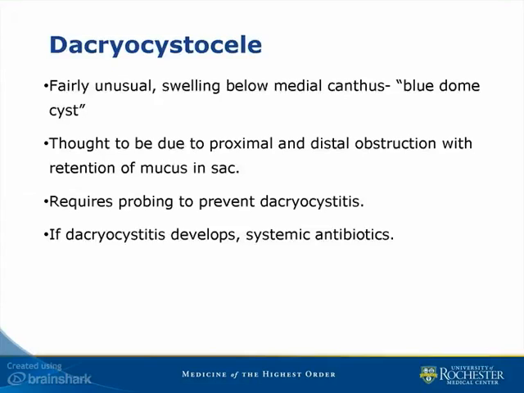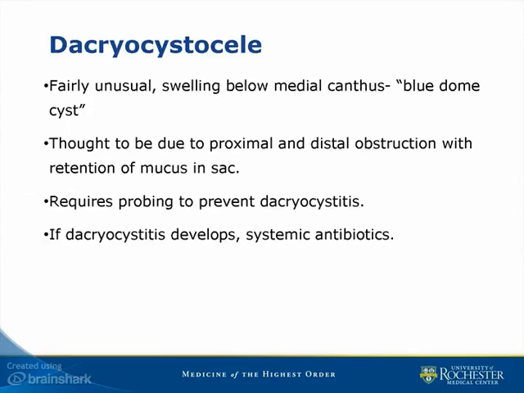This may occur in the setting of congenital nasolacrimal duct obstruction, especially if there is a one-way valve at the common canaliculus. These have a number of names, either a dacryocystocele, an amniocele, or a blue dome cyst. The swelling is below the medial canthal tendon. It's thought that because of a proximal and distal obstruction, mucus is retained in the sac with a swelling of the nasolacrimal sac. It requires probing early on to prevent any infection with stagnation and to prevent dacryocystitis.